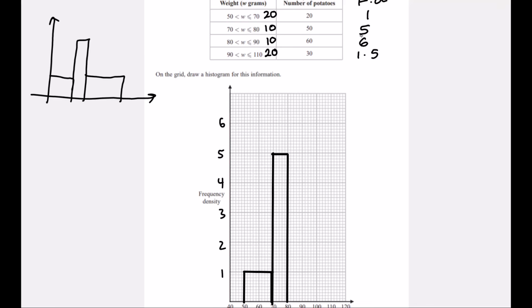Then 80 to 90 with a height of 6. And 90 to 110 with a height of 1.5. So then we'll be able to see the area of each of these bars makes the frequency. The area of the first bar is 20, the second one is 50, then 60, then 30.